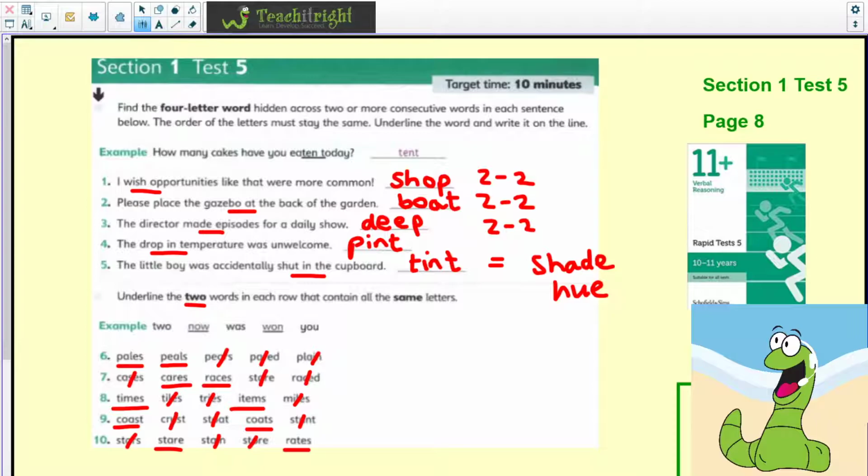Right, well done on those. If you managed to spot those quickly, again, you don't need to waste time eliminating. It's just a case of showing you why it wasn't the other ones. So well done if you've made a good start on this particular test.